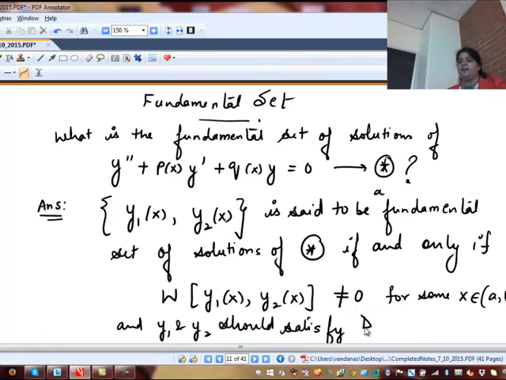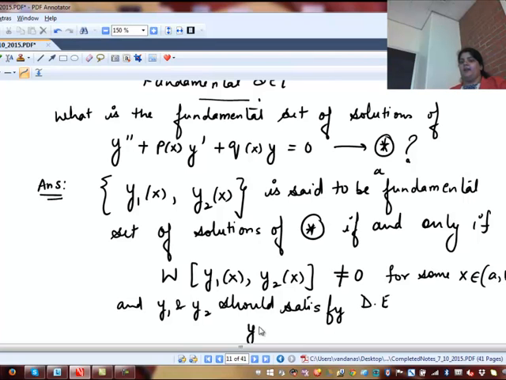Should satisfy the DE y double prime plus p(x)y prime plus q(x)y equals 0. So if we are able to find two functions which satisfy the differential equation and whose Wronskian is non-zero, then we will call those functions together in set form a fundamental set.